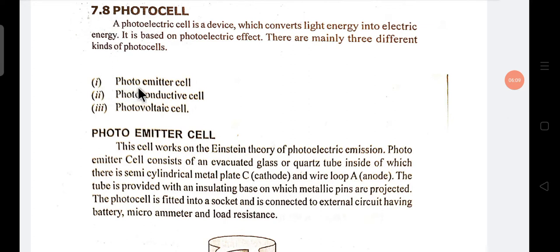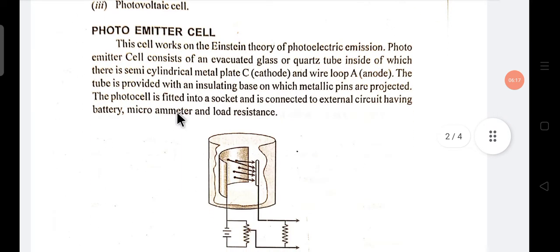One is the photoemitter cell. Then the photoconductive cell and the photovoltaic cell. Now let us discuss the photoemitter cell. This cell works on Einstein's theory of photoelectric emission.